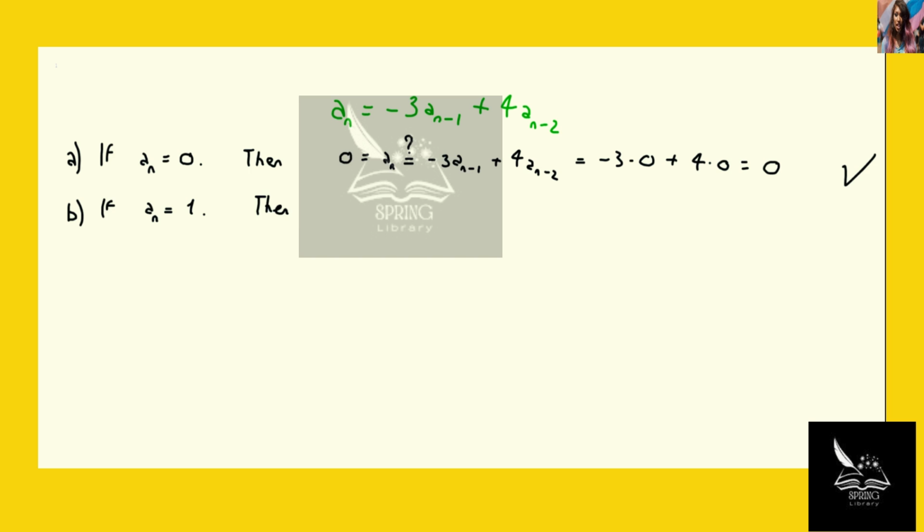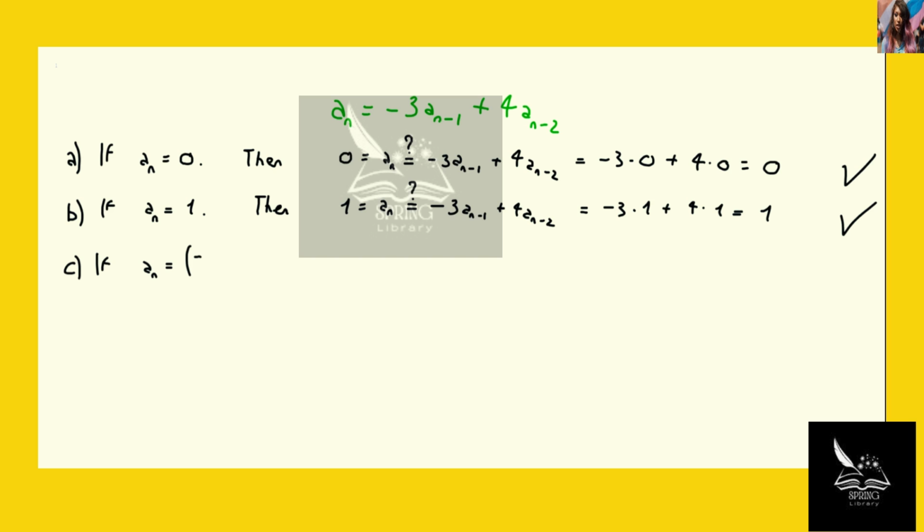Similarly, if the sequence is given by the constant sequence 1, then we need to check whether 1, which is a_n, is equal to -3 a_{n-1} plus 4 a_{n-2}. And again, by the sequence that we're given this is -3 times 1 plus 4 times 1, which is in fact 1. And therefore we've checked that 1 is equal to 1, or in other words, the question mark is satisfied.